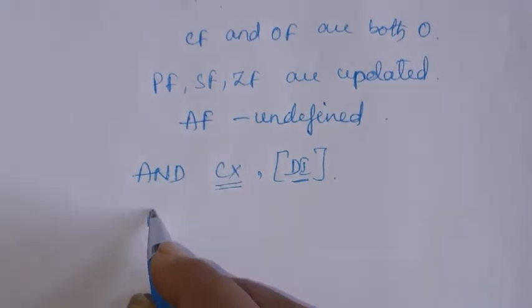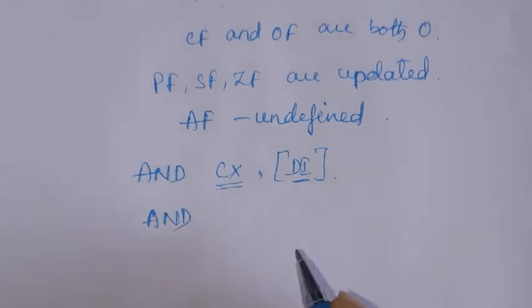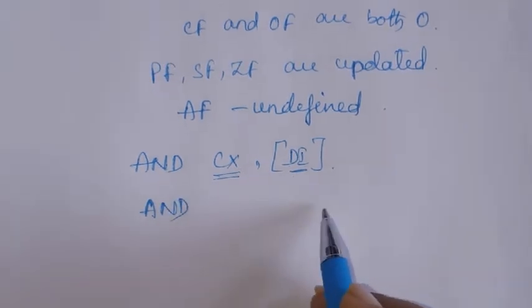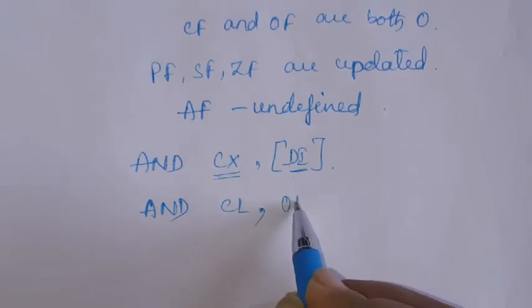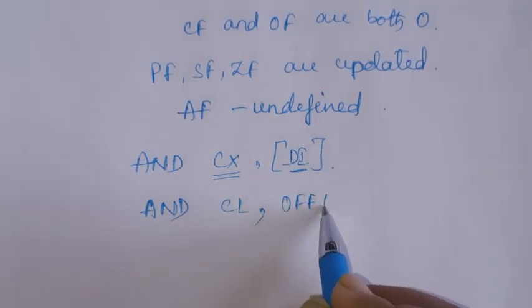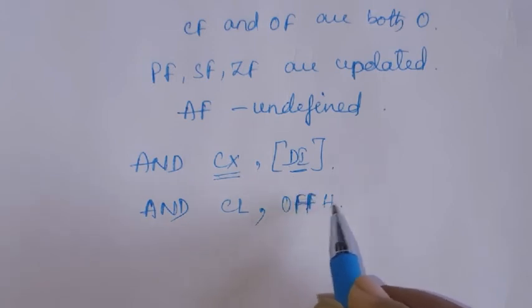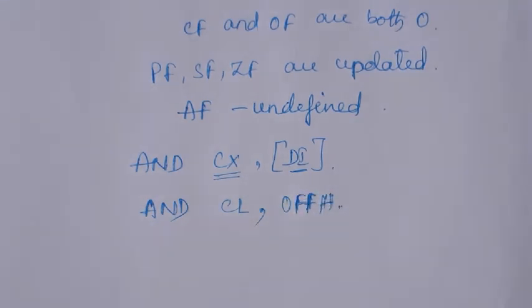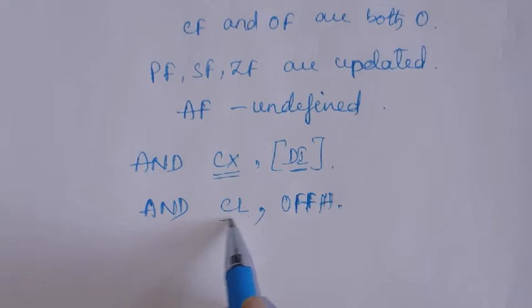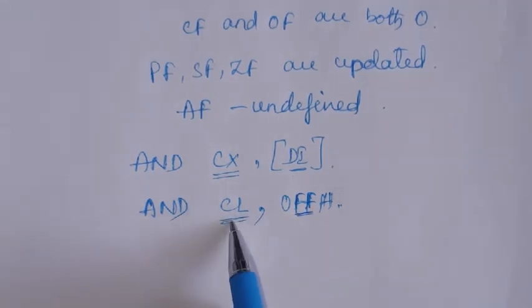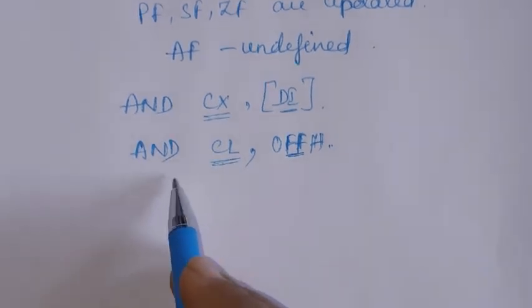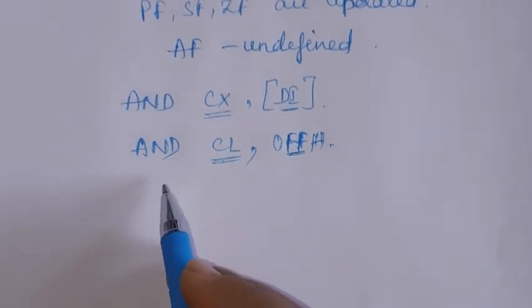You can also have immediate addressing, like immediate data in the instruction. I can say AND CL, 0FFH. The CL contents will be ANDed with FFH and the result will be placed in the CL register. This AND instruction is used for masking.